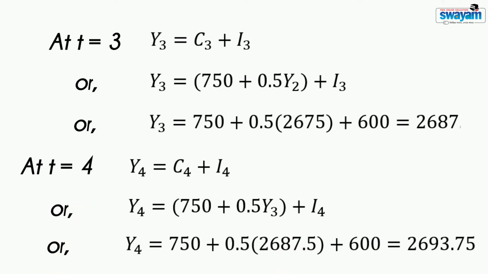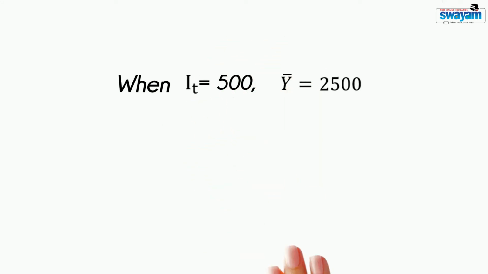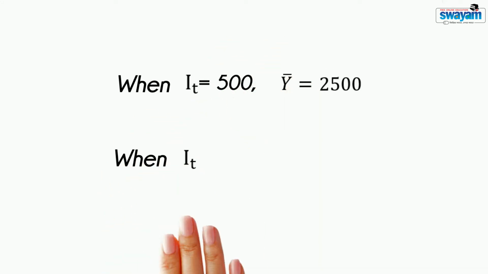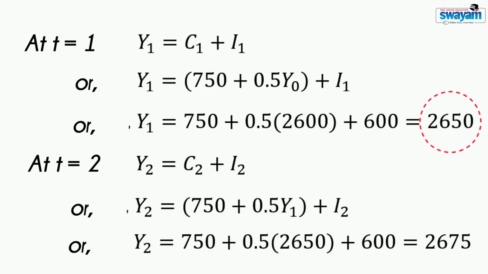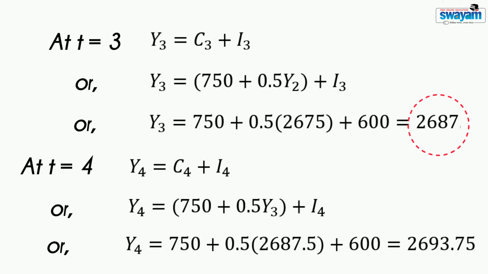What is your observation from this situation? If you remember, the old equilibrium income was 2500 and the new equilibrium was 2700. The observation is that the income increases in each time period and moves towards the new equilibrium income, that is 2700, from the old equilibrium income, that is 2500. This is interesting, isn't it?